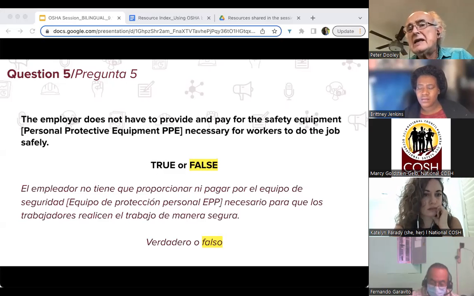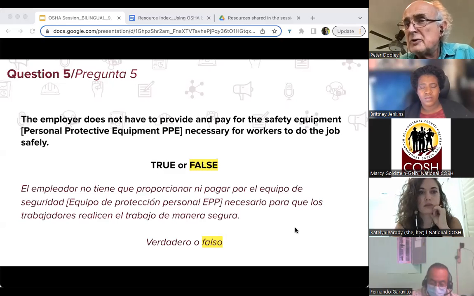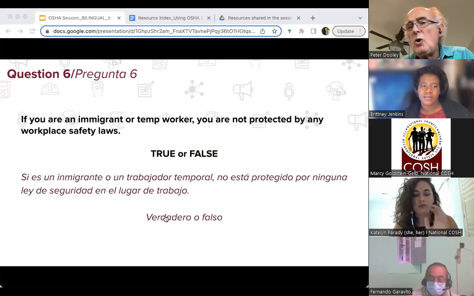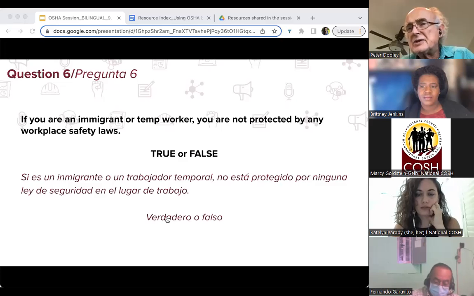In addition, if they've done everything that they can do to reduce noise levels, and they still need personal protective equipment such as hearing protection, the employer has to provide and pay for that equipment. There are many other examples where it's the employer's responsibility to provide the equipment.